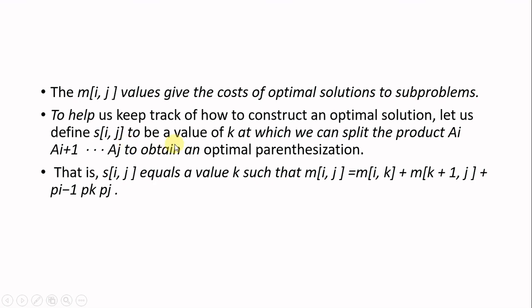S of i comma j equals a value of k such that m of i comma j equals m of i comma k plus m of k plus 1 comma j plus p_(i-1) p_k p_j.